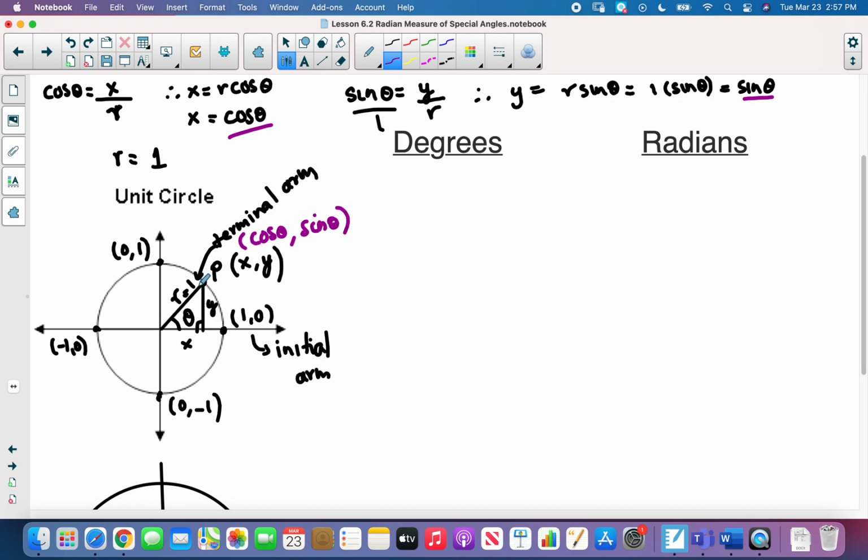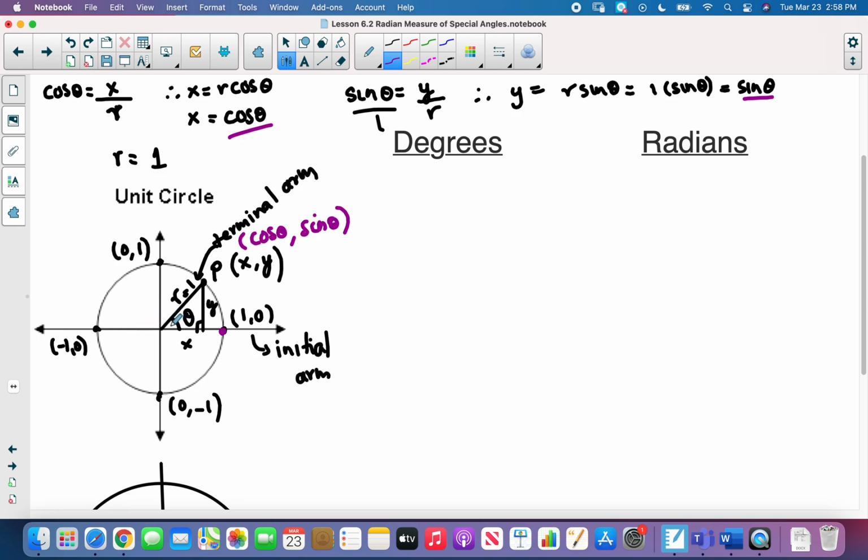So for any point on the unit circle, the value of the x coordinate will always be the cosine of the angle that's formed there. And the value of the y coordinate will always be the sine of the angle there. So what's useful is if I wanted to find sine of this angle, when the terminal arm is on top of the initial arm, the angle theta is 0. So cos 0 is 1, sine 0 is 0. If the terminal arm moves all the way to here, creating a 90-degree angle, cos 90 is 0, sine 90 is 1.